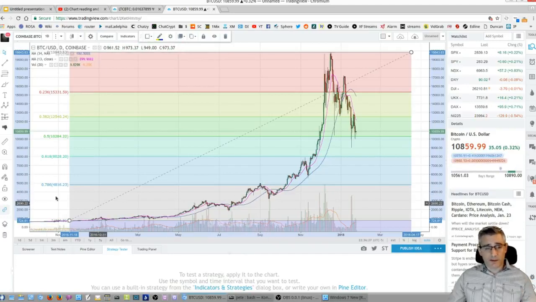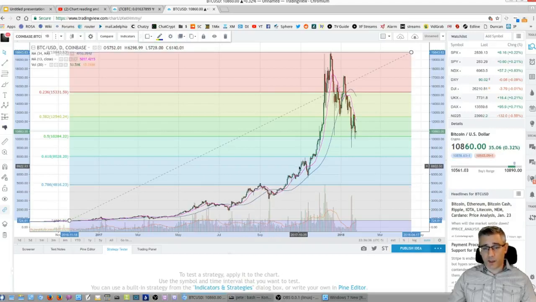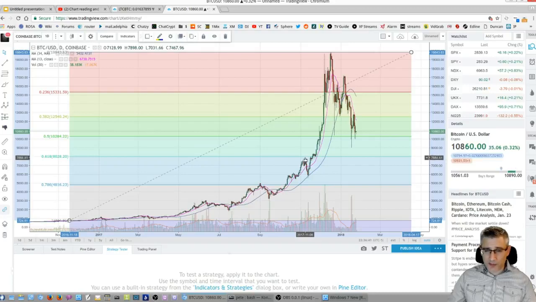This 0.786 line here acted as resistance. It first bounced off it and then broke through it. When it broke through, you can see this wick almost touched the top and then bounced, but then came right back, had a little resistance there, and just kept on going. It broke through the green section with a very strong rally here, then broke through into the red section, and you can see the top.